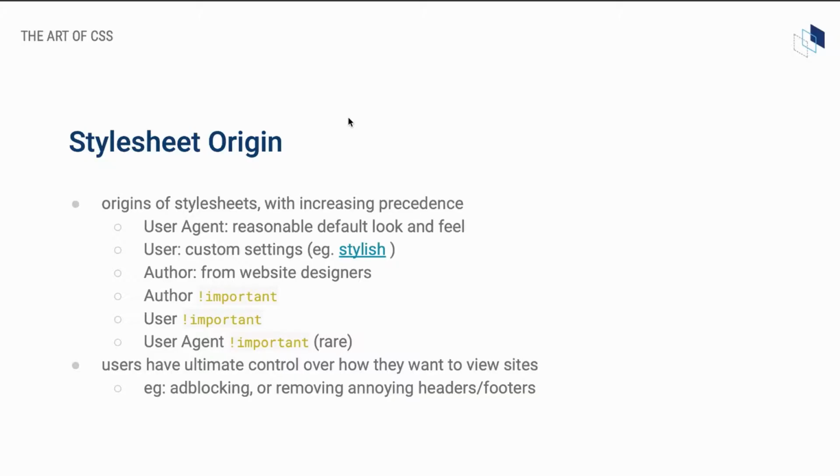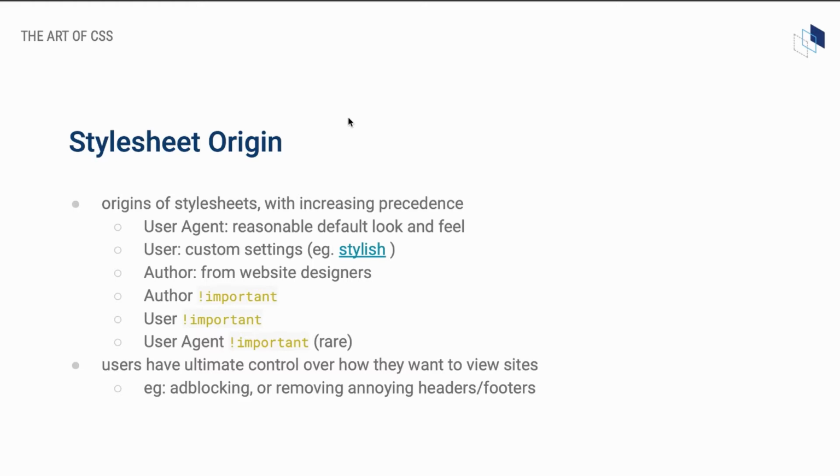Now, in addition to the cascade rules, we also have rules that come from where the style sheets originate from. With increasing precedence, we have the user agent style sheets. These provide a reasonable look and feel. So user agent is like your browser. You try opening an HTML file with no associated CSS, you end up with a reasonable look and feel to the HTML document. The next level is a user style sheet.